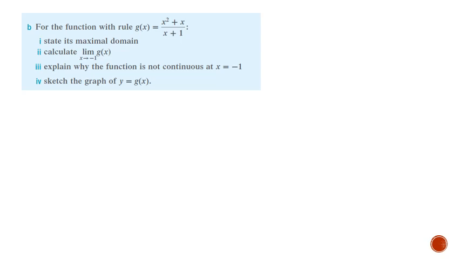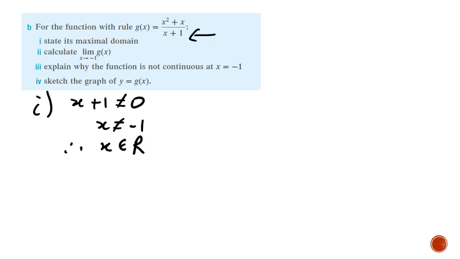Part B. So you have x squared plus x over x plus 1. State its maximal domain. How do you check the maximal domain again? Check the top or bottom? Bottom. So you want x plus 1 to not equal 0. So x can't be equal to negative 1. So then our maximal domain is any real values except for negative 1, because we can't have 0 on the bottom. Okay?